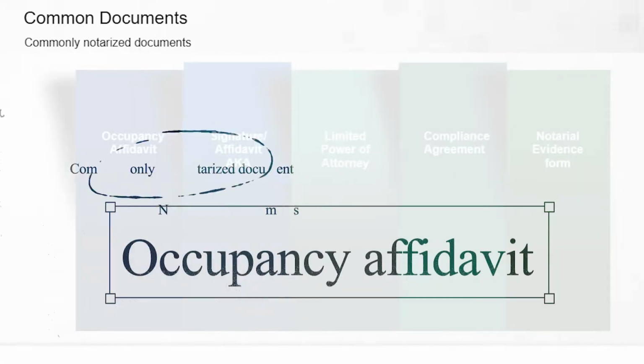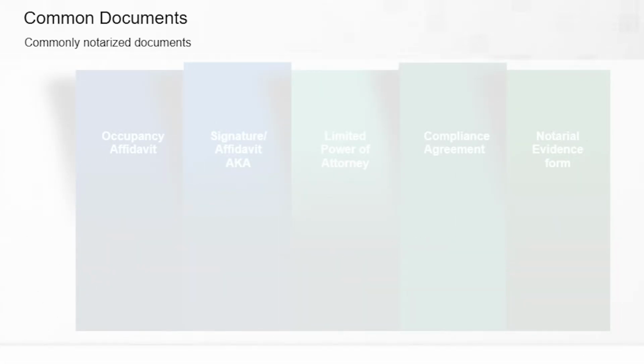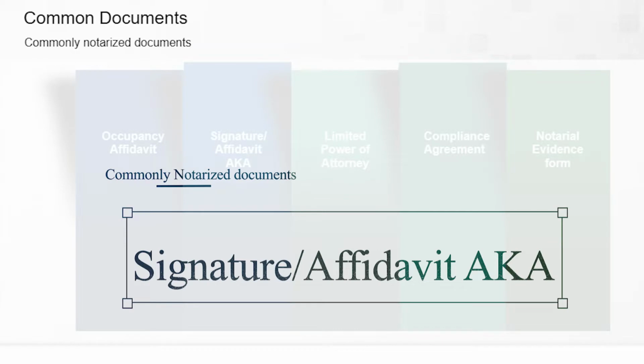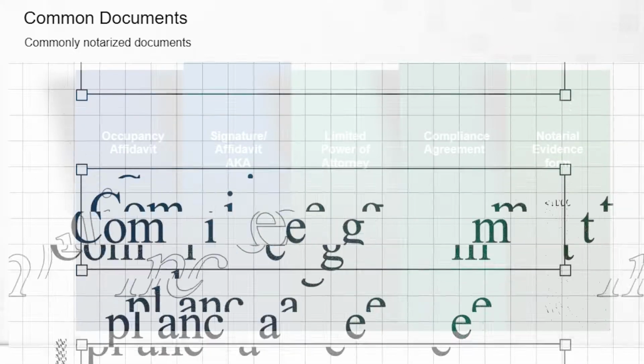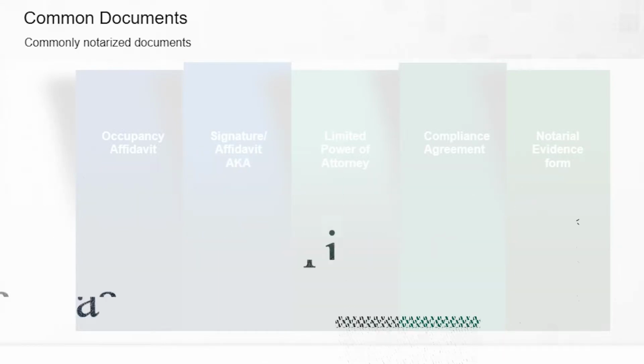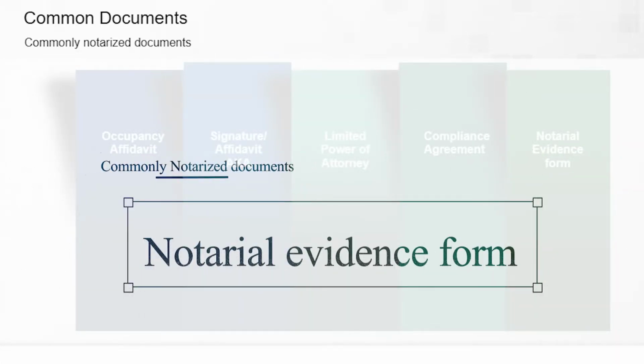These first common documents are documents that are known to be notarized. So first you have occupancy affidavit, signature / affidavit aka, limited power of attorney, compliance agreement, and notarial evidence form. So these sets of documents are the borrower's disclosures.